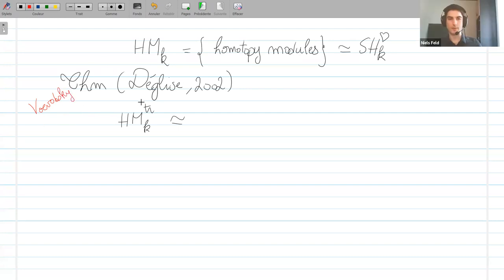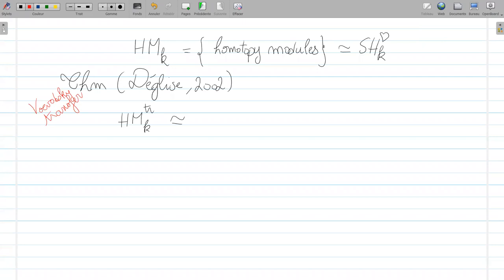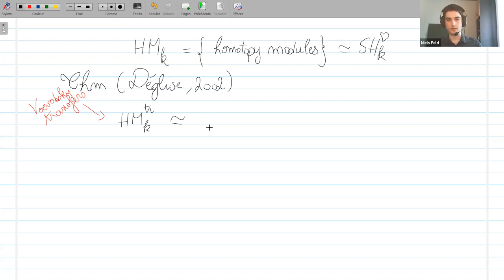Okay, sorry. So what I mean by transfers, just for this theorem, is the Voevodsky transfers right here. And Déglise proved that we do have a nice description of this category thanks to the Rost cycle modules. So let me explain what I mean by Rost cycle module.